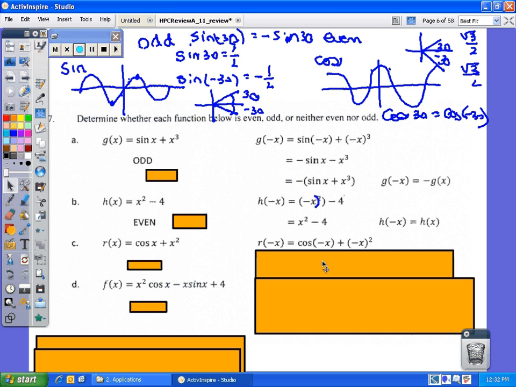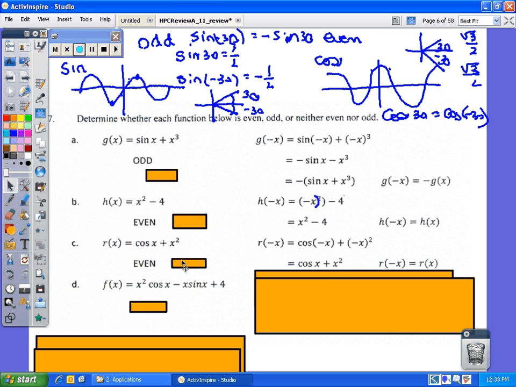Here's the input. I'm showing the input. Now, the cosine of a negative angle is equal to the cosine of a positive angle. They have the same value. So I can just replace this with cosine of positive angle. And whenever you square a negative, you get a positive. So this is the outcome. So I get the same outcome with a positive and negative angle, therefore they must be even. Okay, finally.